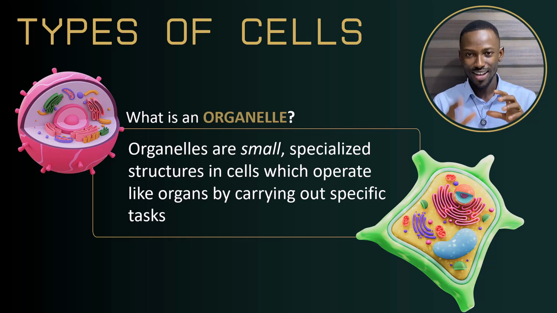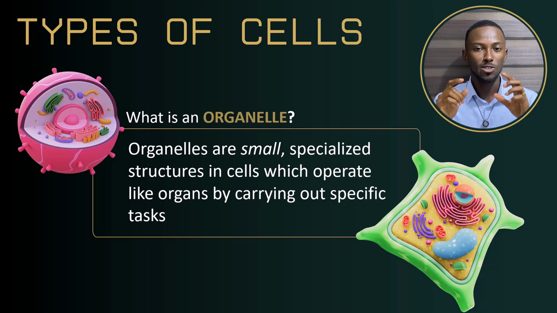You see, the name organelle has two parts: organ and elle. So organelle basically means little organ. But what are organelles? Organelles are small specialized structures in cells which operate like organs by carrying out specific tasks. So the parts that we mentioned, mitochondria, chloroplast, vacuole, act as little organs on their own in the cells, performing specific functions. So that is what we mean by an organelle.